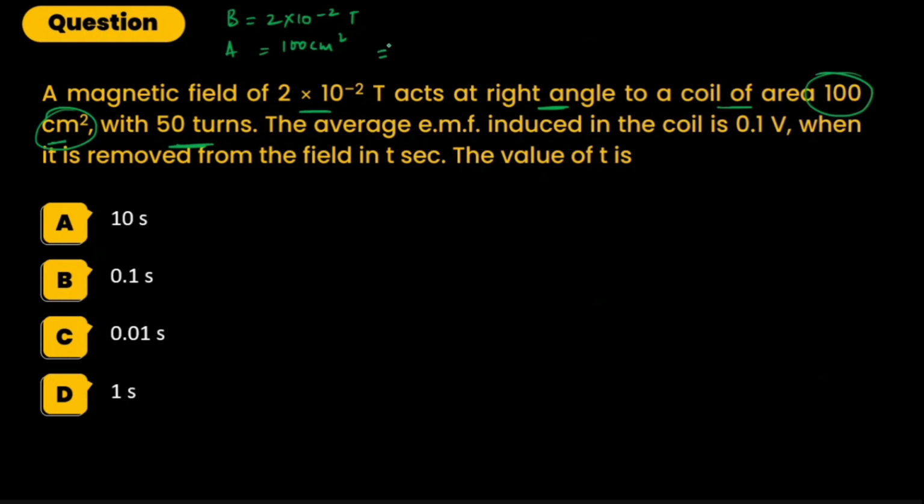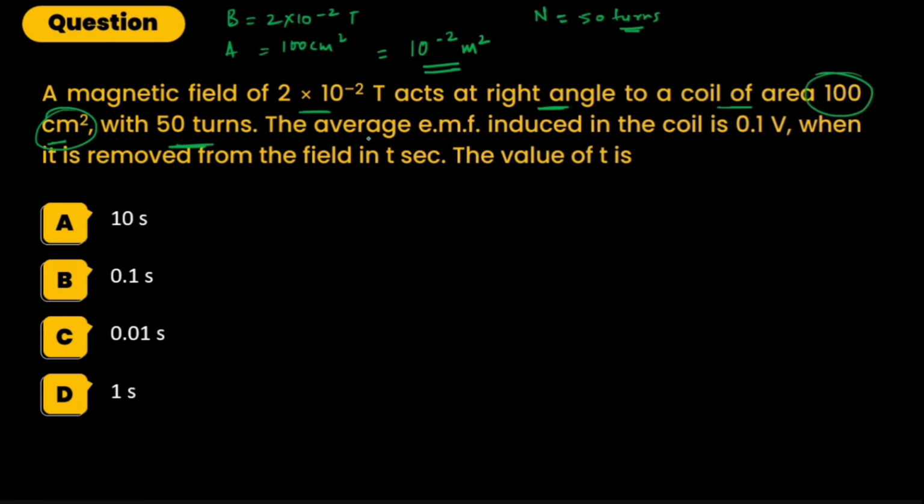I asked you to convert 100 centimeter squares into meter squares. It is going to be 10 to the power minus 2 meter squares. Yeah, you need to practice this conversion as well. Because whenever we are solving a question or a numerical here in physics, we need to use SI units. And the SI unit for area is nothing but meter square, not centimeter square. So we have to make that change.